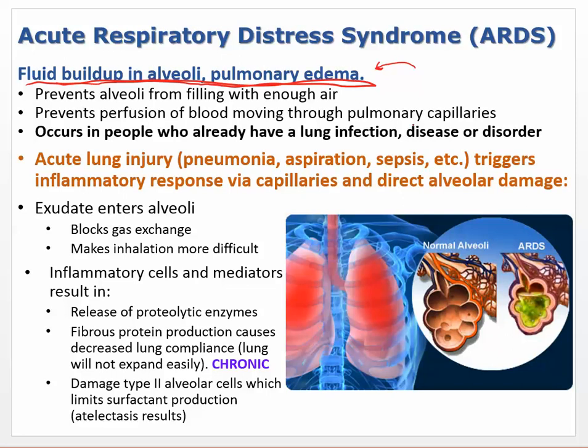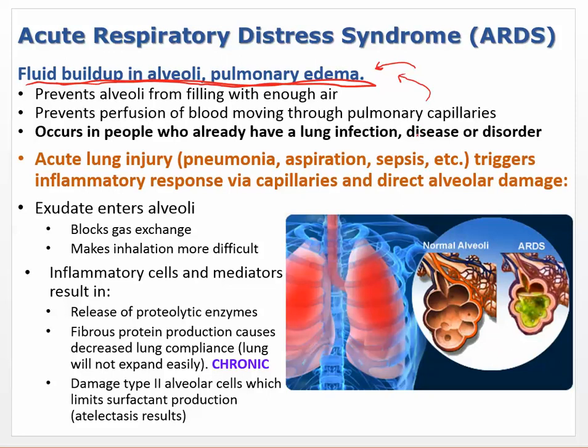It prevents perfusion of blood moving through the pulmonary capillaries. If it has to move through a bunch of fluid, it's going to have a difficult time perfusing those capillaries. So that makes sense too, and it really comes back to this fluid buildup. It occurs in people who already have a lung infection. So this isn't a disease. ARDS isn't a disease. It's a manifestation of a disease, and it's one that we don't want to see.